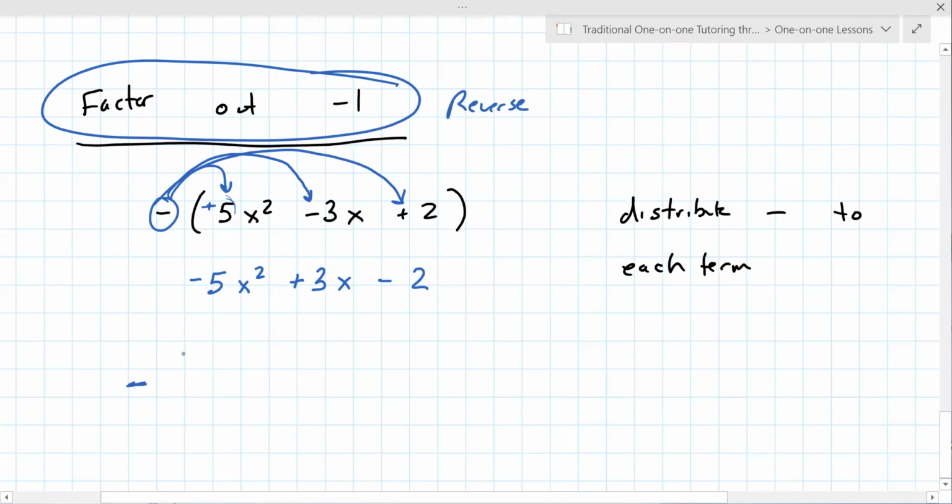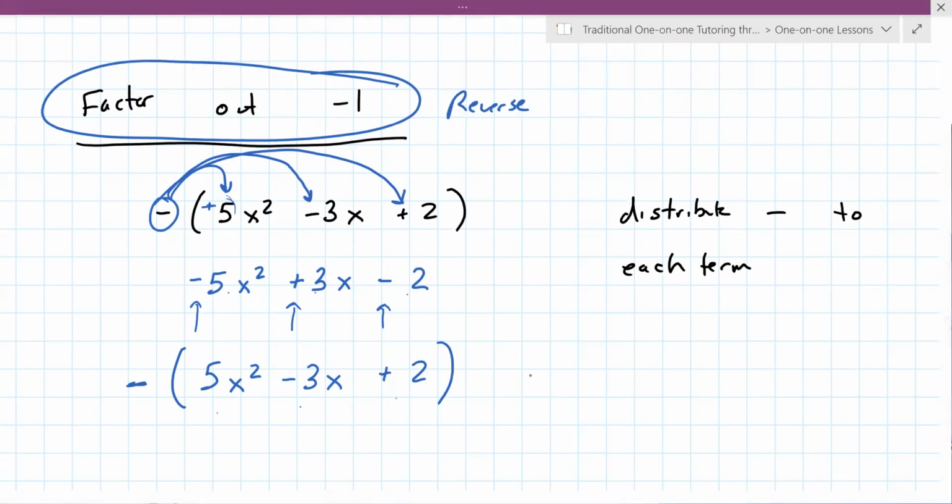So when you put a negative on the outside here, this negative in front of the 5 has to change, this plus has to change, and this minus has to change. So instead of it being negative, it's x squared minus 3x plus 2. So when you factor it out, these change sign. It goes to the opposite of what it was. Exactly.